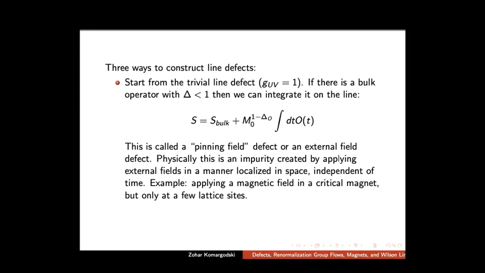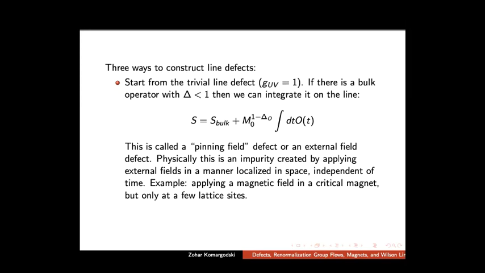And in condensed matter, this is called the pinning field defect, because you can think of bulk operators coupled to sources, like an external magnetic field, external temperature, these kinds of things. So they couple to external fields, local operators. So you can think about it as applying an external field at one point in space. Usually when we talk about a spin system, we talk about applying a magnetic field everywhere in space, but you can also just apply a magnetic field on a few lattice sites.